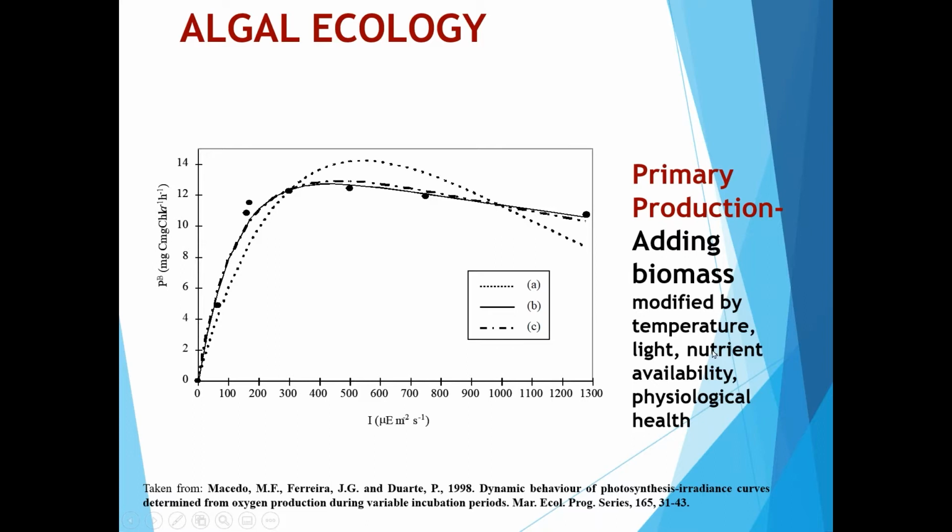It is impacted by nutrient availability, by physiology. So if you are not very healthy, you are not going to be accumulating carbon at the same rate as if you were super healthy, right? Or if you're in the beginning part of your growth phase versus the end of your growth phase, where you're close to senescing, your primary productivity rate is going to be different.